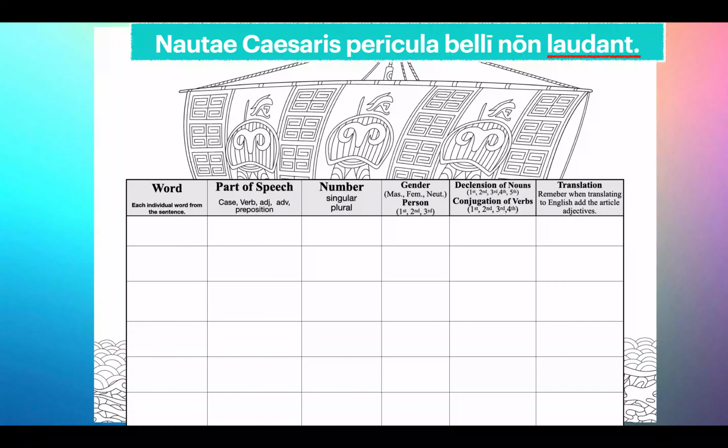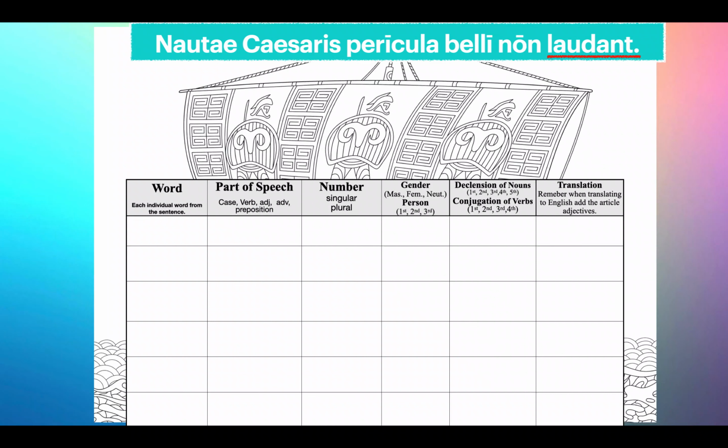The sentence we're going to use today is nautae Caesaris pericula belli non laudant. I underlined laudant because in my beginner classes, I tell them to parse the verb first. In my more advanced classes, it's okay to parse starting with the nautae and going down the sentence down the left side of the boxes.